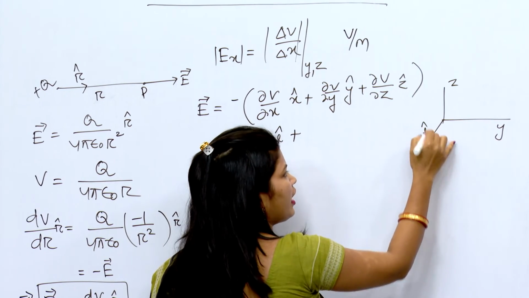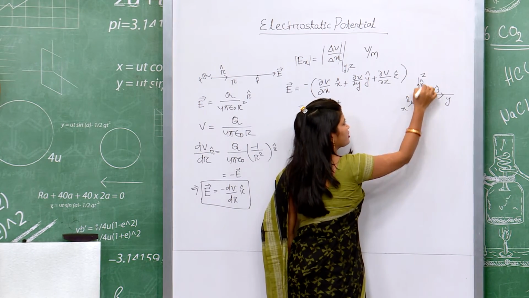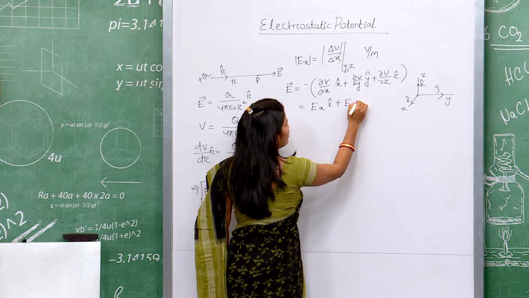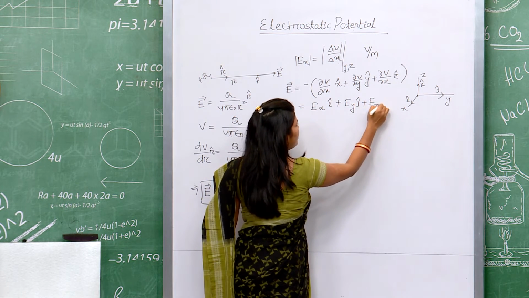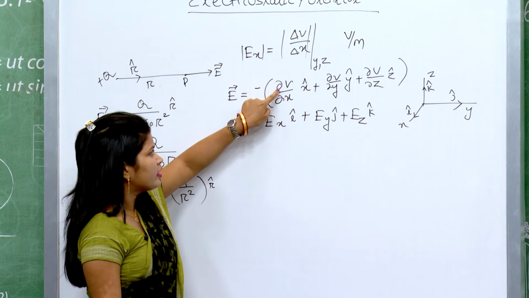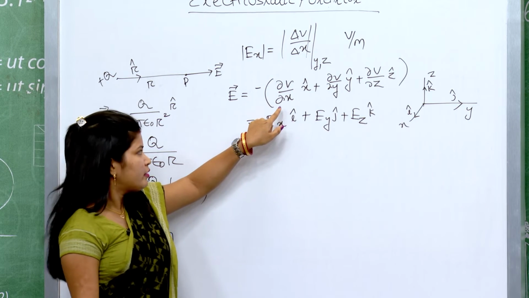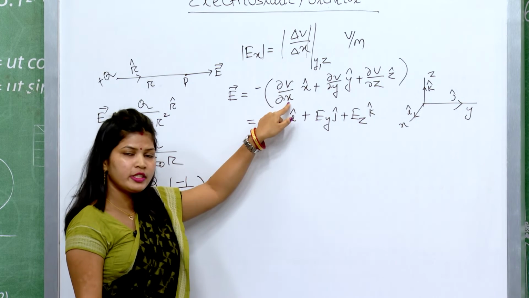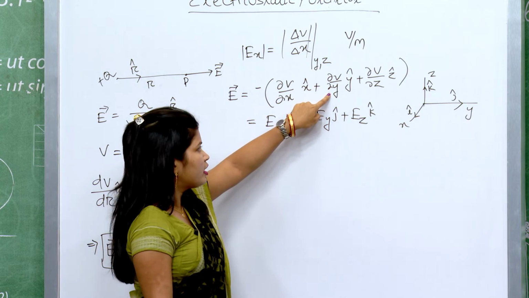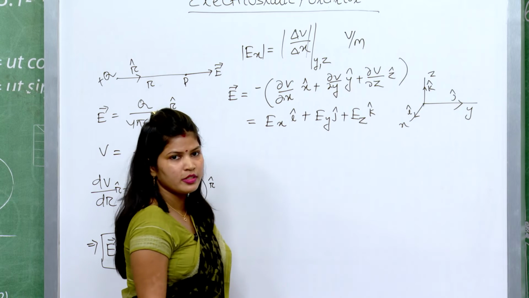In x direction, that is i cap, in y direction it is j cap, and in z direction it is k cap. So, I can write Ex i cap plus Ey j cap plus Ez k cap. So, this curly d represents partial derivatives. That is, when I do derivative with respect to x, then y z will remain constant. When I do derivative with respect to y, x z remains constant, and when I do derivative with respect to z, x y will remain constant.